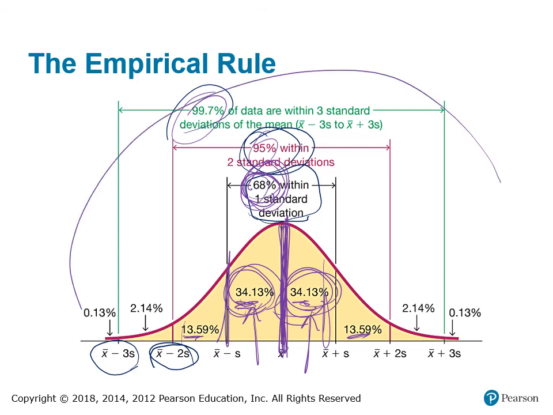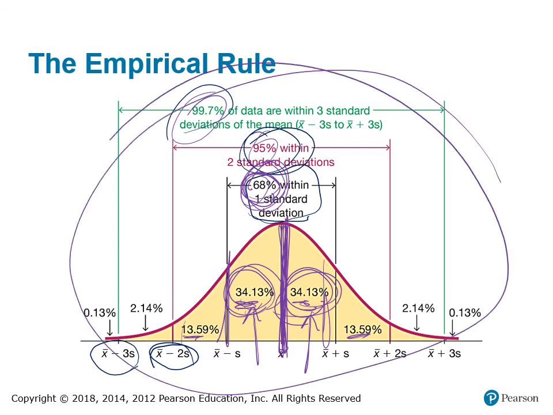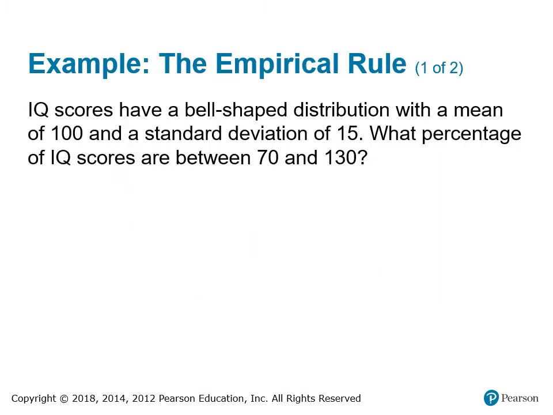This whole picture will come back in a big way in a couple of weeks when we start talking more about the percentage of data that fits into particular locations in a bell distribution based off of the mean and the standard deviation. But this is what the empirical rule says. So if we had an example like this, we're looking at IQ scores, and IQ scores have a bell-shaped distribution if we were to plot them out.